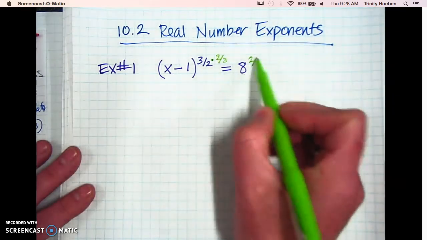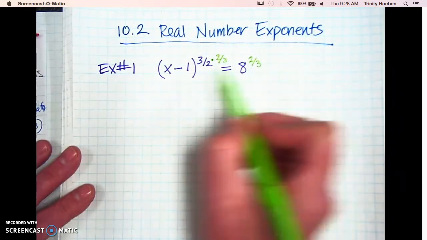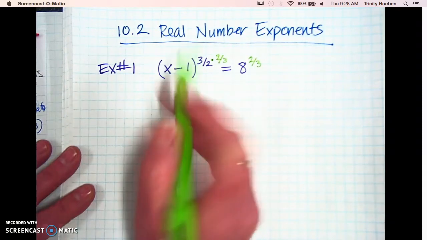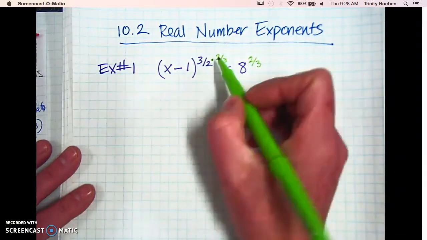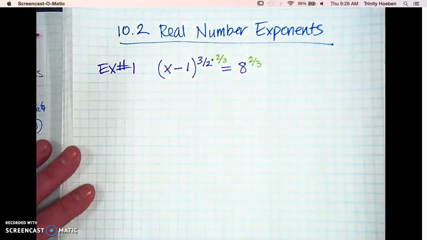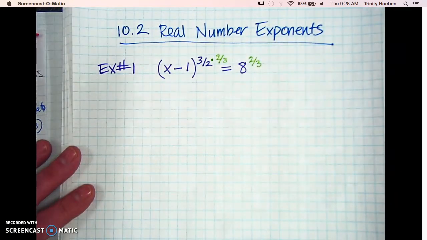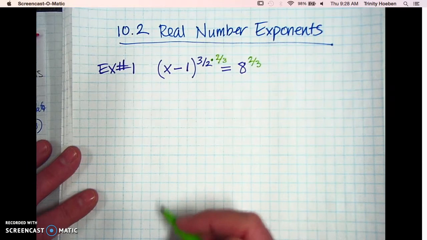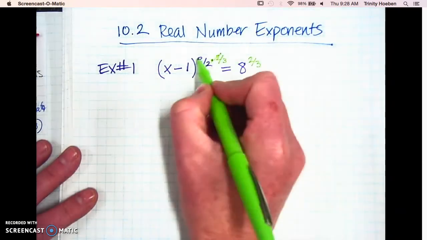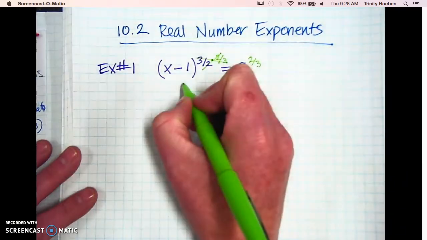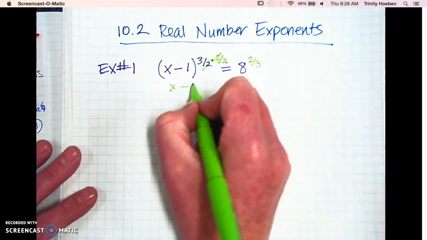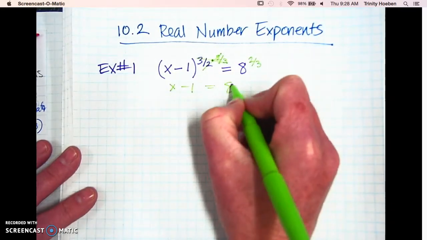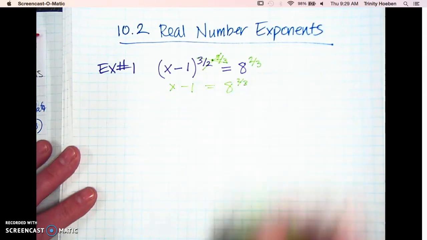Okay? This is going to be easier to do on the calculator versus doing this. It's going to get all funky. Okay? So if you can move it away from your variable, do that, okay? So the 2's are going to cancel, the 3's are going to cancel. You're left with the x minus 1 equal to 8 to the 2/3.